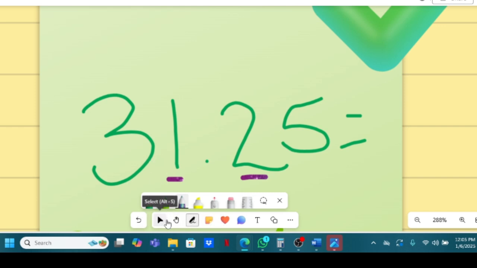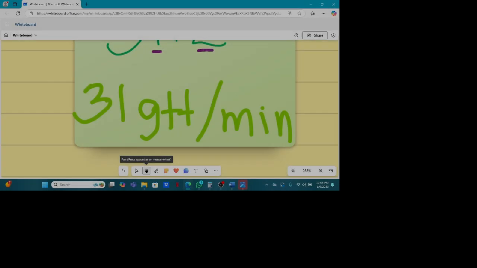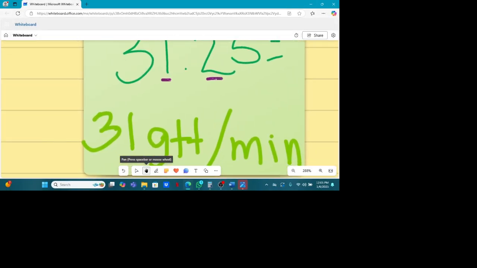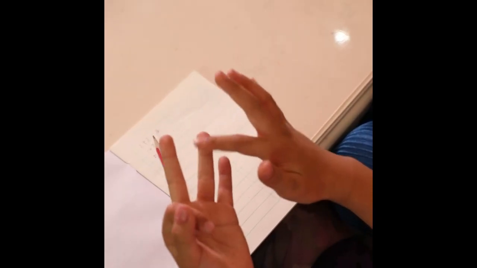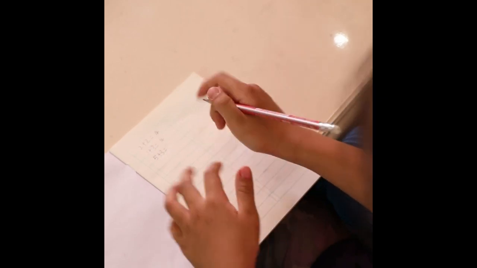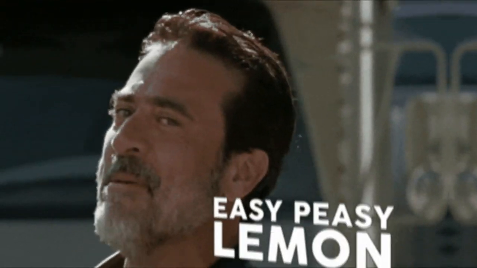It is very, very important that you know that, because you will be marked incorrectly if you do not round correctly, even if you solve the problem correctly. The answer is 31 drops per minute. That's a sample problem. Easy peasy, lemon squeezy, right?